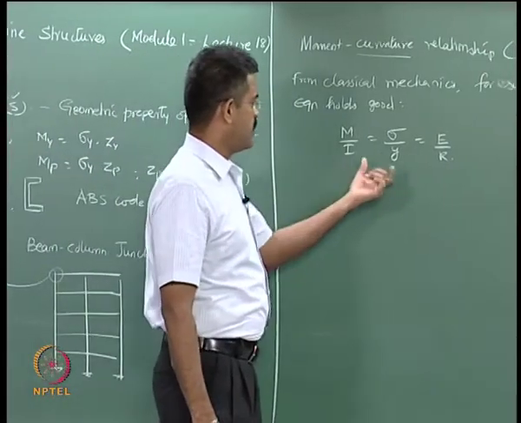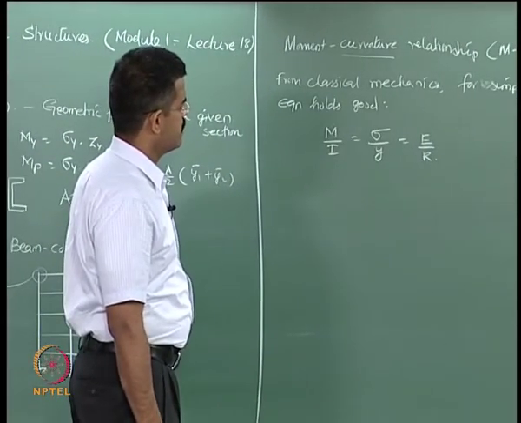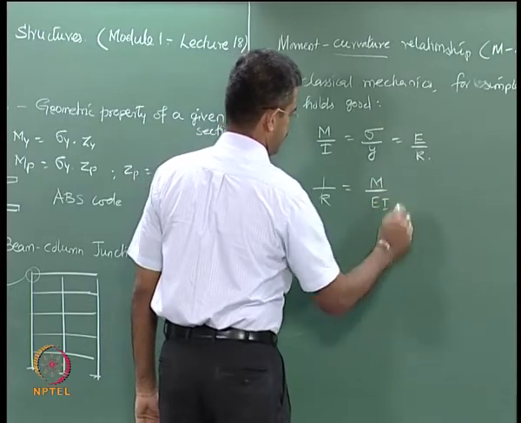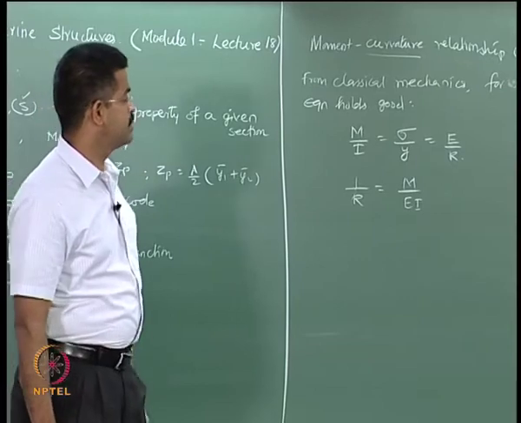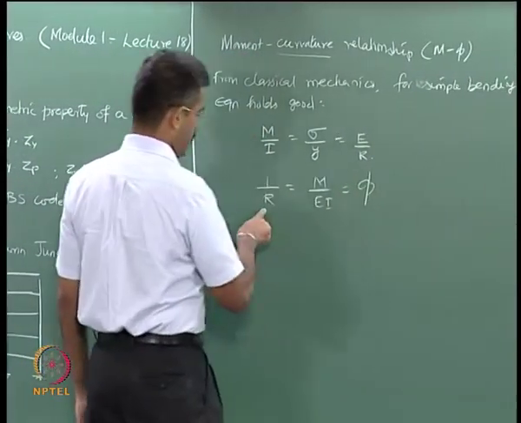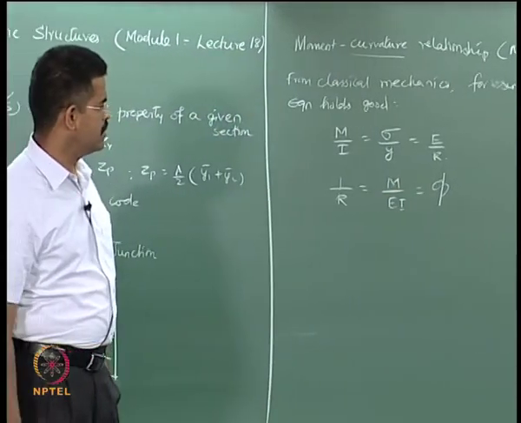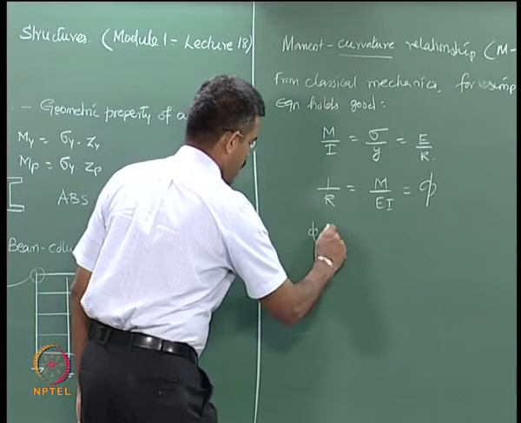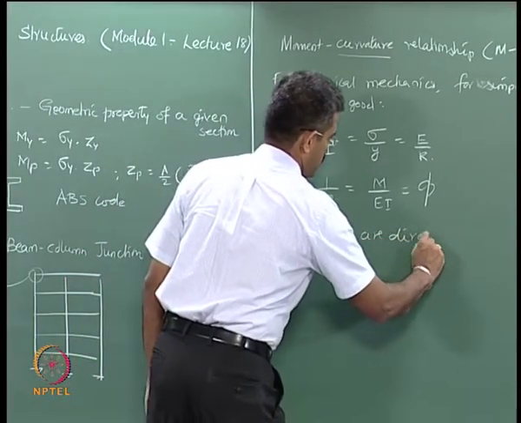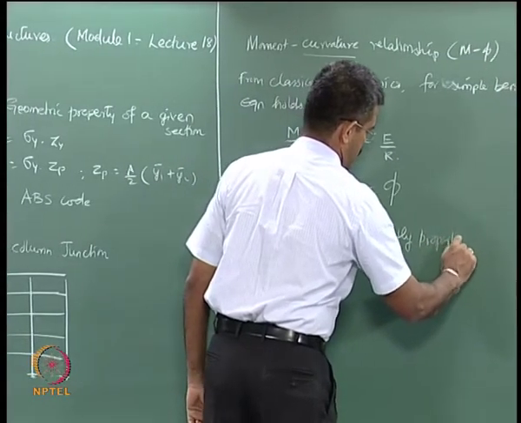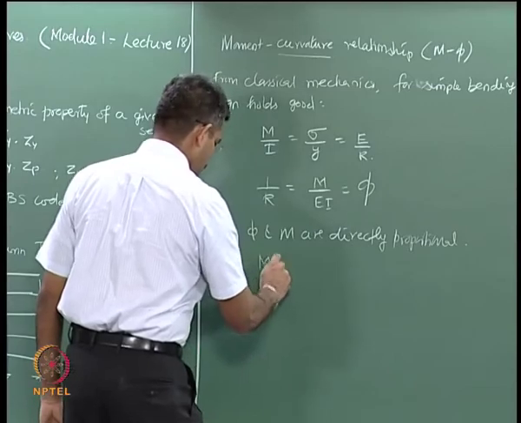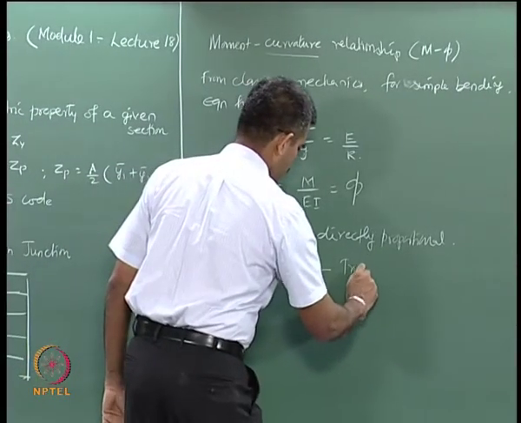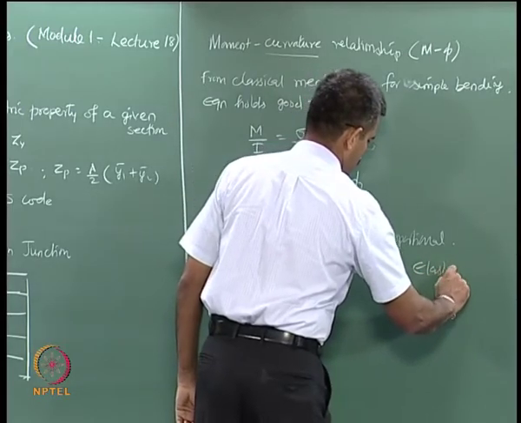So, let us pick up this equation and say 1 by R is M by E I, which I call curvature. From this equation, it appears that phi and M are directly proportional. That is, if M increases, phi also increases. This is true only till the elastic limit is reached.